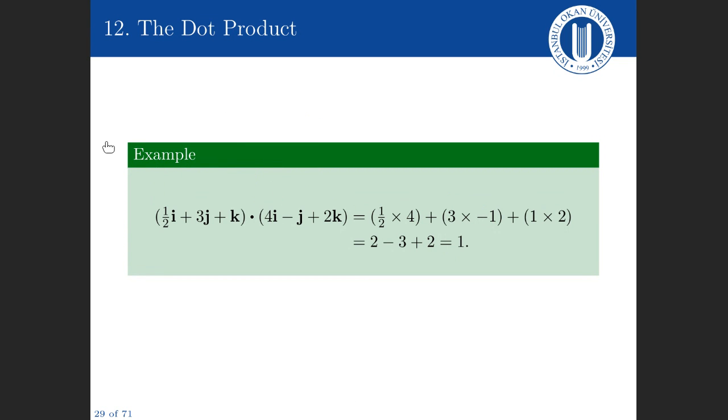Or we can do a half i plus 3j plus k, dot product with 4i minus j plus 2k. Again, we take the first numbers, a half and 4, and multiply them together. We take the second numbers, 3 and -1, and multiply them. And the third numbers, 1 and 2, and multiply these together. We get 2 minus 3 plus 2, or 1.